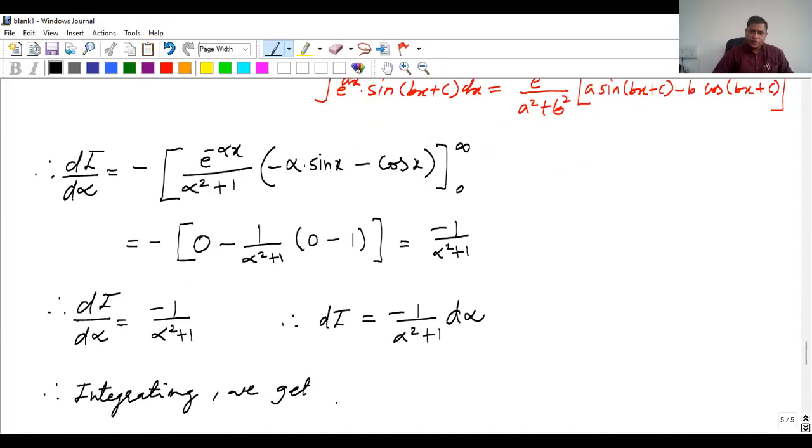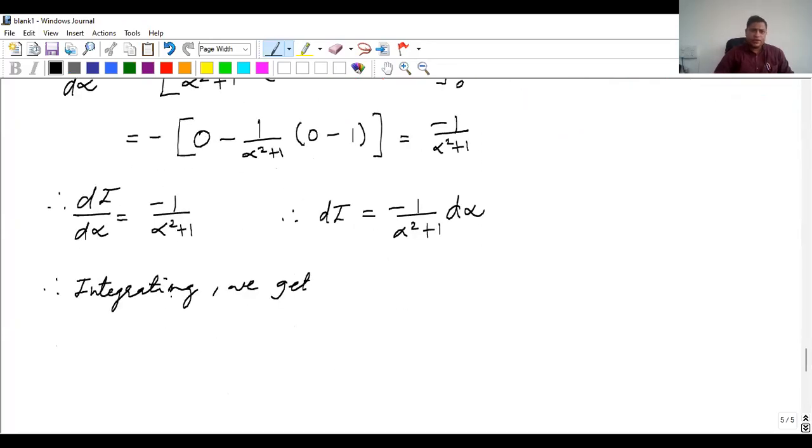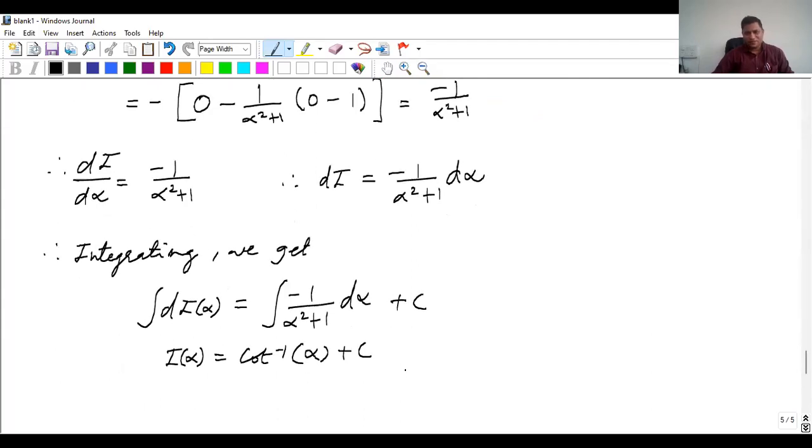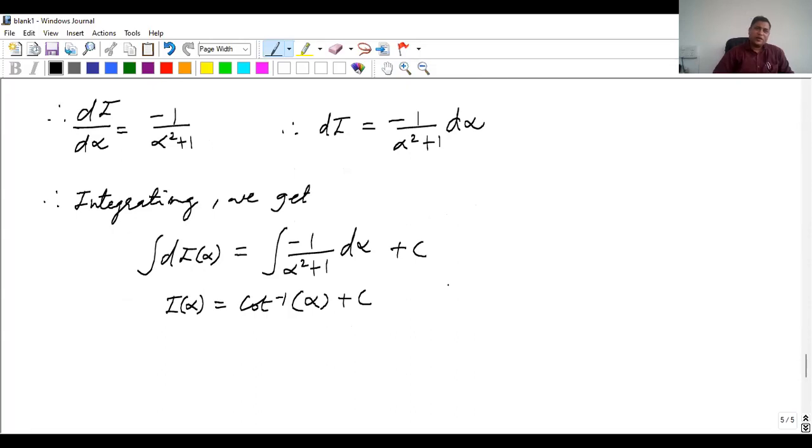Okay, so let us integrate. If we integrate this, what will we have? This is integral dI is equal to integral minus 1 upon alpha square plus 1 d alpha. And when we don't have the limits, we have the constant of integration. So the integration of dI is I, and the integration of this is going to be cot inverse of alpha plus c. You're getting this? Yes, sir. Are you getting this integral? Yes, sir. Okay.